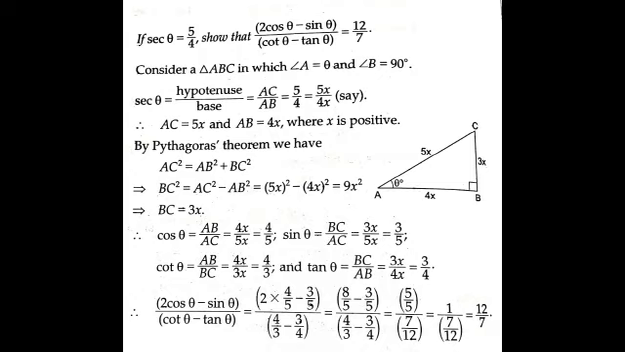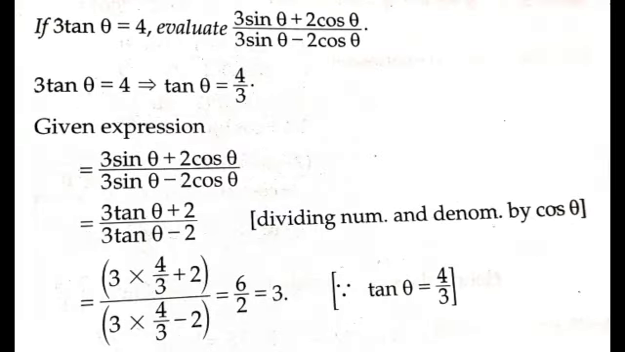So please do it. Moving ahead, I am going to consider one more very important question. Here in this question, if 3 tan theta is equal to 4, then evaluate 3 sin theta plus 2 cos theta whole divided by 3 sin theta minus 2 cos theta. For its solution, since it is given 3 tan theta is equal to 4, therefore we can write tan theta is equal to 4 by 3, and tan theta is defined as perpendicular by base.